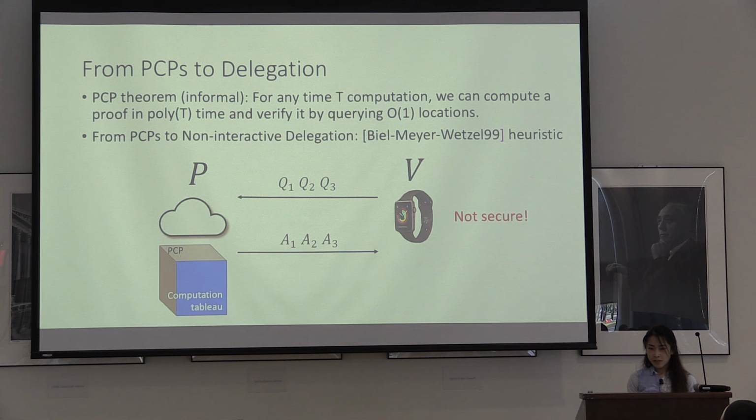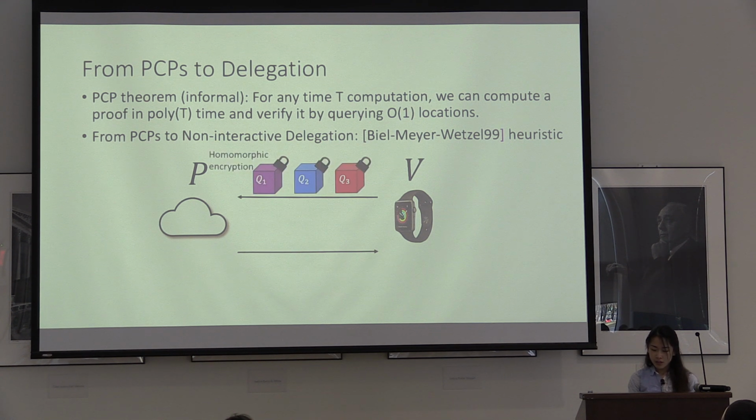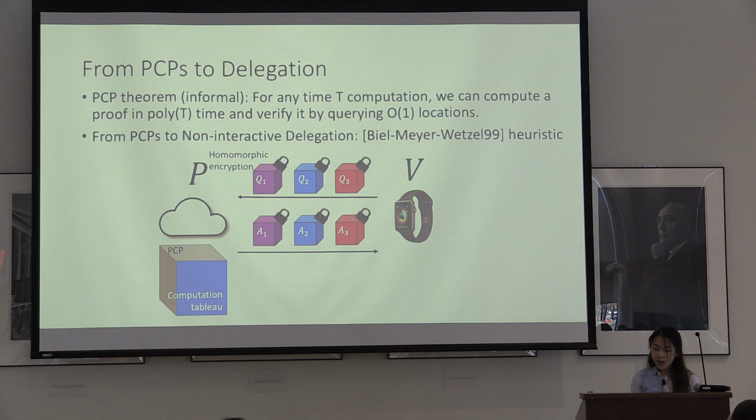But the idea is that if each answer only depends on its query, so if A1 only depends on Q1, then we can hope to get a secure scheme. So the heuristic of BMW is to use homomorphic encryption to encrypt each PCP query under a different secret key. And then the prover can homomorphically evaluate the answers under the encryption and send them back. And then the verifier can decrypt these answers and check them as before, just using the PCP verification.